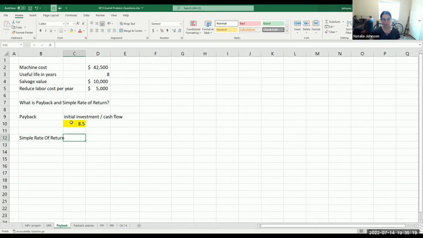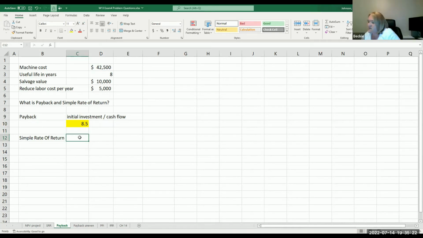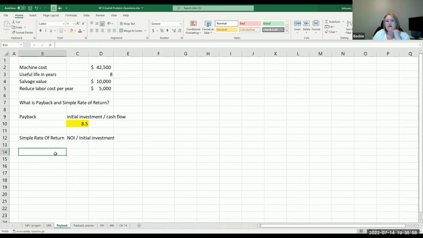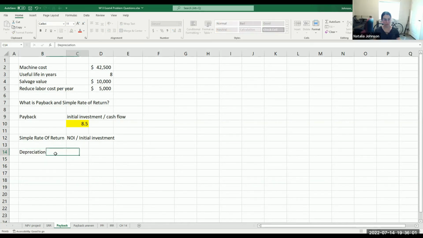What is it again? That's the annual incremental net operating income divided by the initial investment. Okay, so we don't have the net operating income, only the initial investment. What can we do? This is the formula: the annual incremental cost savings minus the annual depreciation. So let's find depreciation first.